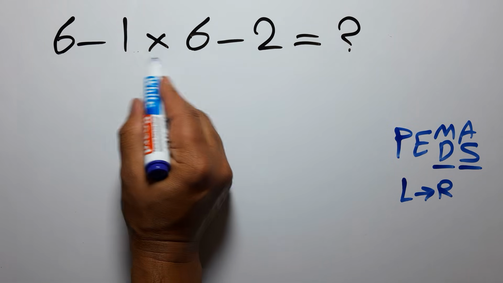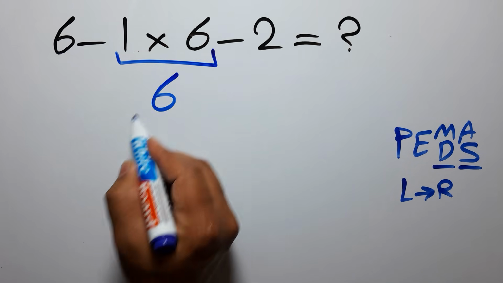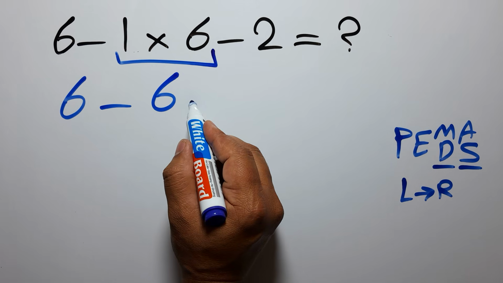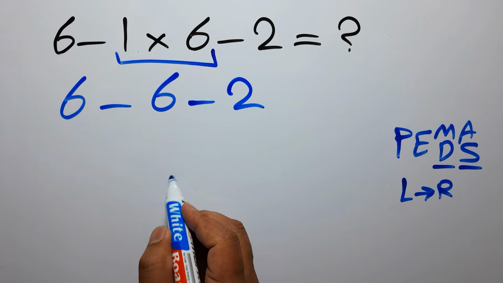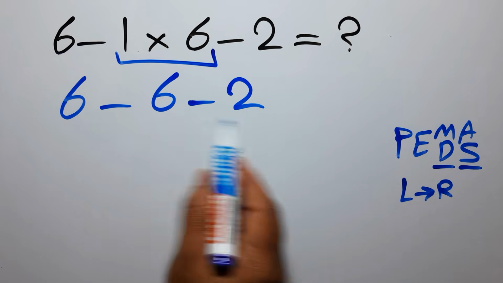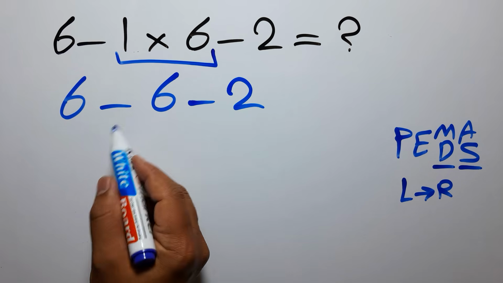So first we have to do this multiplication. 1 times 6 gives us 6. So we have 6 minus 6, and here we have minus 2. Now we have 2 subtractions, and when we have more than 1 subtraction in an expression, we have to work from left to right. So here first we have to do this subtraction.